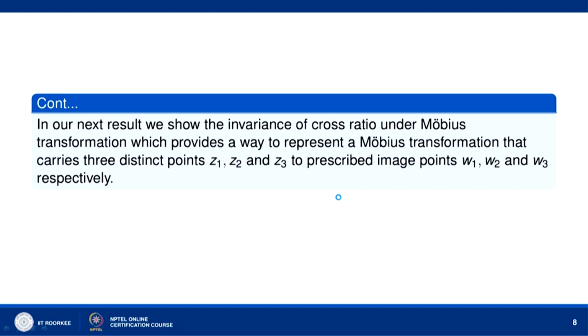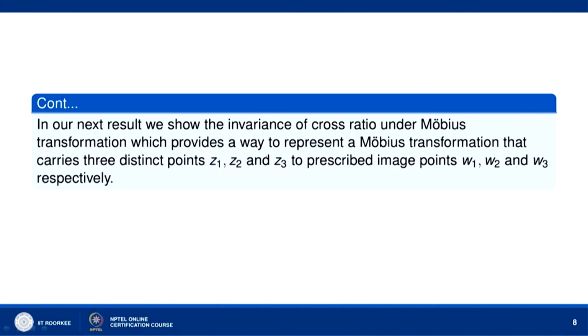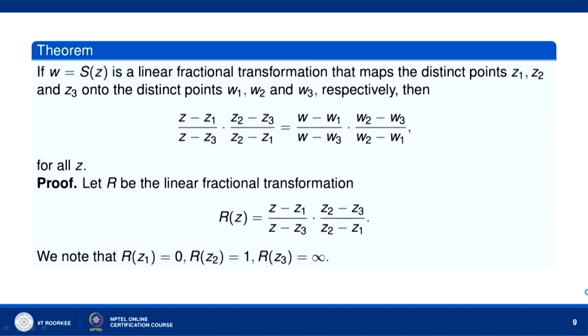Now in our next result we show the invariance of the cross ratio under a Mobius transformation. We are going to show that the cross ratio remains invariant under a bilinear transformation, which provides a way to represent a Mobius transformation that carries 3 distinct points Z1, Z2, Z3 to prescribed 3 image points W1, W2 and W3. So, this is the theorem.